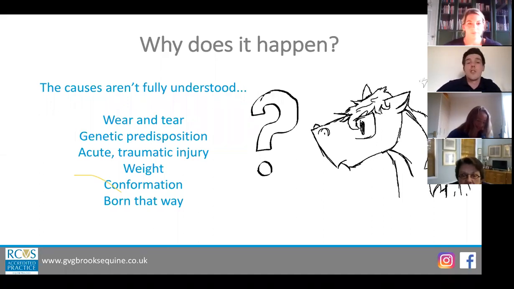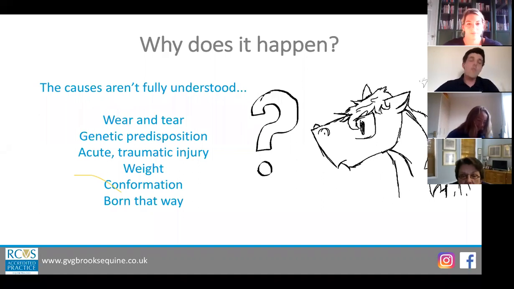Weight is definitely a contributing factor. So horses that are carrying a little bit extra than they should be, and maybe at the higher end of those body condition scores that we think about, that can definitely increase their risk of developing osteoarthritis.